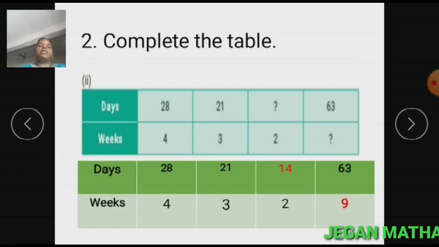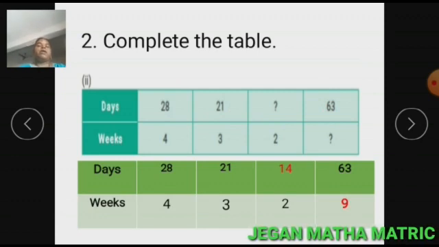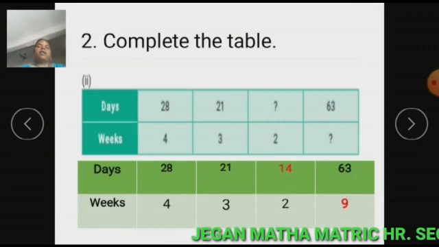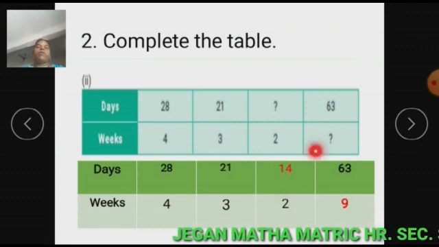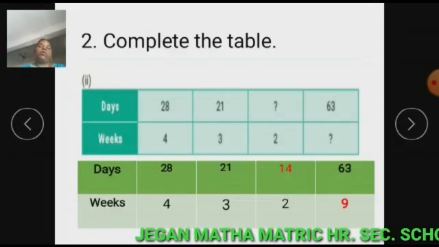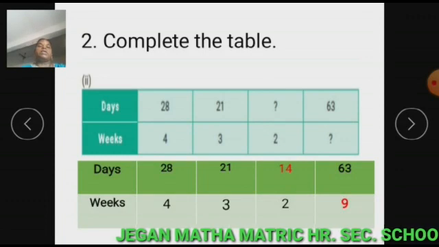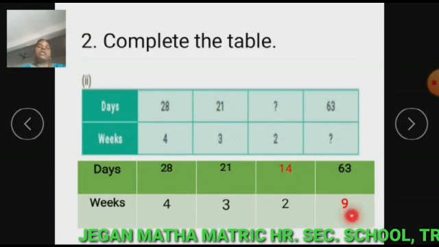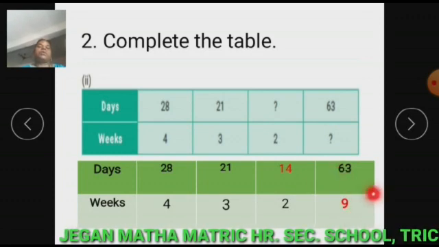Now we find the missing numbers. Days given in 7 multiples. So to find the number of days in 2 weeks equal to 2 into 7 equal to 14 days. So 2 weeks equal to 14 days. And to find the number of weeks of 63 days equal to 63 divided by 7, we get 9 weeks. So 63 days equal to 9 weeks.